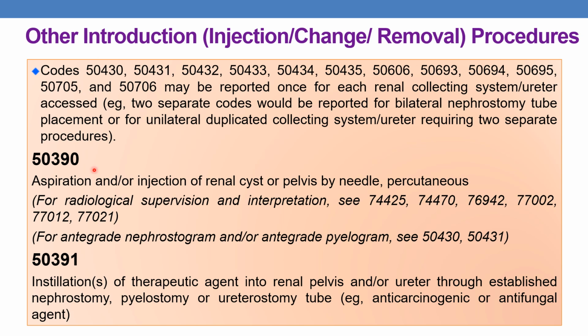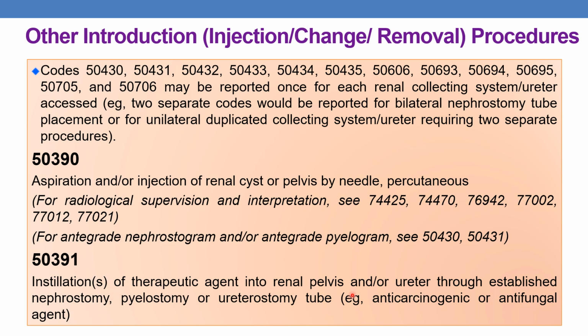The next CPT is 50390, aspiration and or injection of renal cyst or pelvis by needle, percutaneous. And for radiological supervision, you need to see 74425, 74470, 76942, 77002, 77012 and 77021. And for antegrade nephrostogram or antegrade pyelogram, you need to see 50430 and 431.